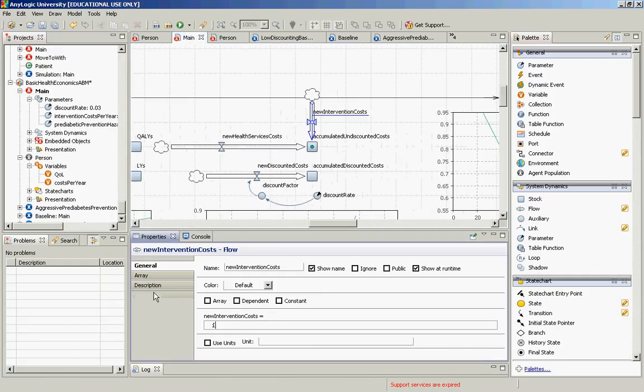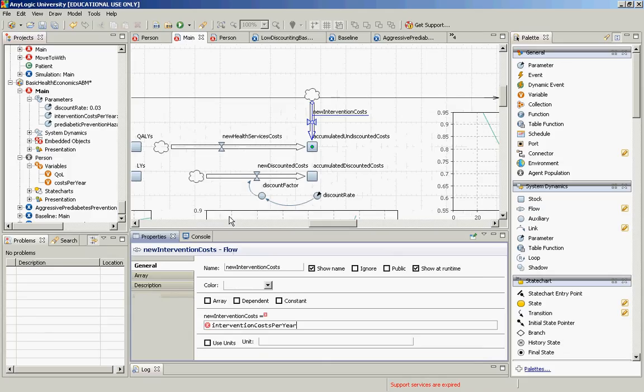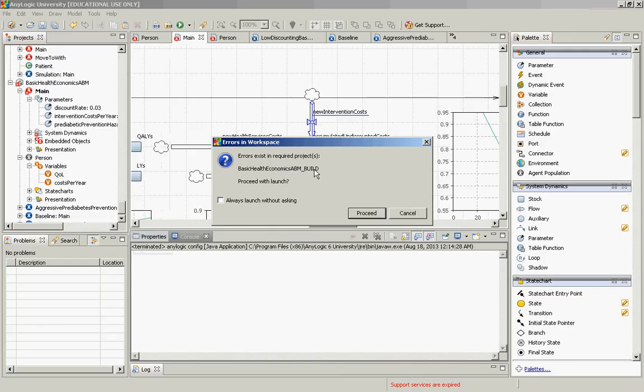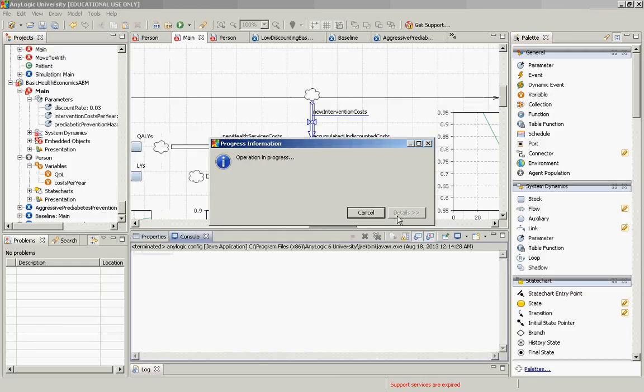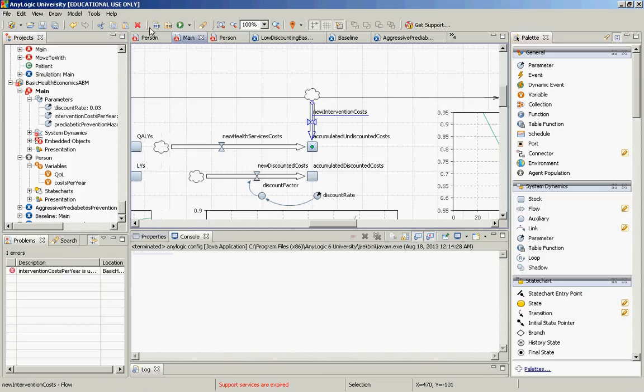Okay. Now it looks like an unhappy camper there. You'll notice sometimes it complains more than it needs to. Excuse me. No, it seems to be actually onto something here, perhaps. Intervention cost is used but not expected. Okay.